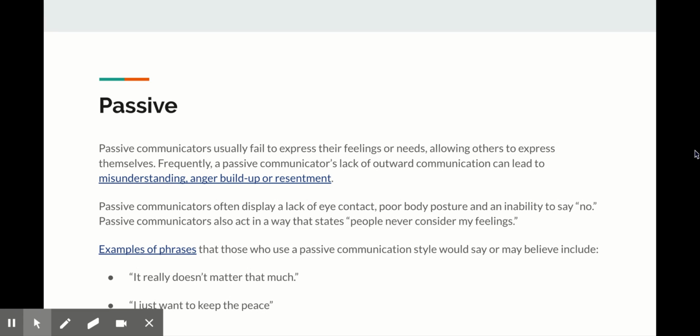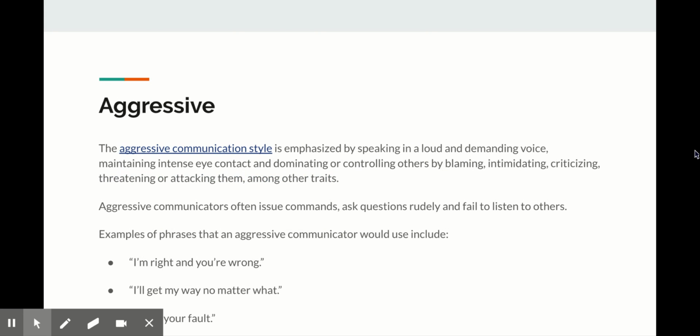All right, aggressive. So the aggressive communication style is emphasized by speaking in a loud and demanding voice. They maintain intent eye contact. They tend to dominate or control others by either blaming, intimidating, criticizing, threatening, or attacking them, among other traits.